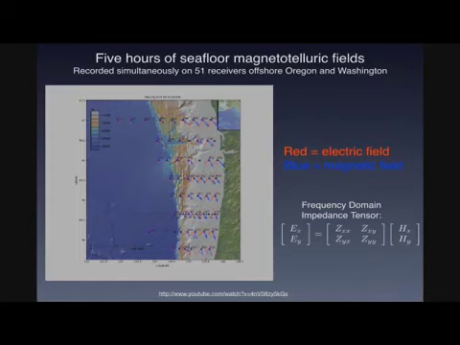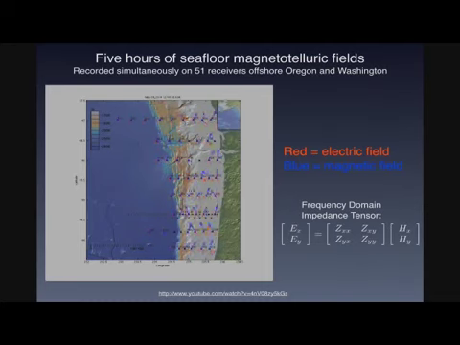Okay, so I wanted to show you an example of what the actual fields look like. We had a project a few years ago where we had 51 receivers deployed off the coast of Oregon and Washington as part of this subduction zone imaging project. And so I basically just took the raw time series of the electric and magnetic fields and then created these vector arrows, which shows the induction as a function of time. So this is 5 hours, and it's sped up really fast here. But basically the red's the electric field and the blue are the magnetic fields. And you can see that they're generally orthogonal to each other, as you would expect from Faraday's law.